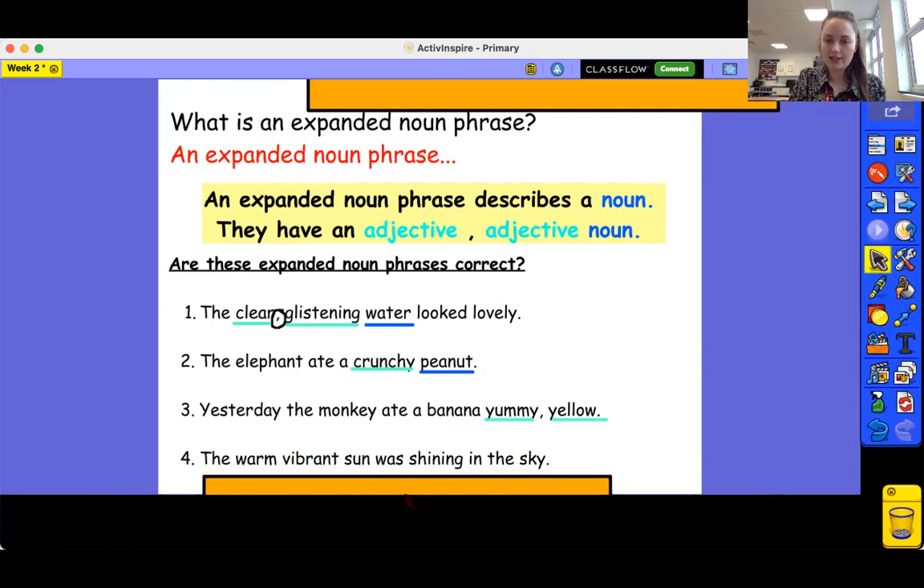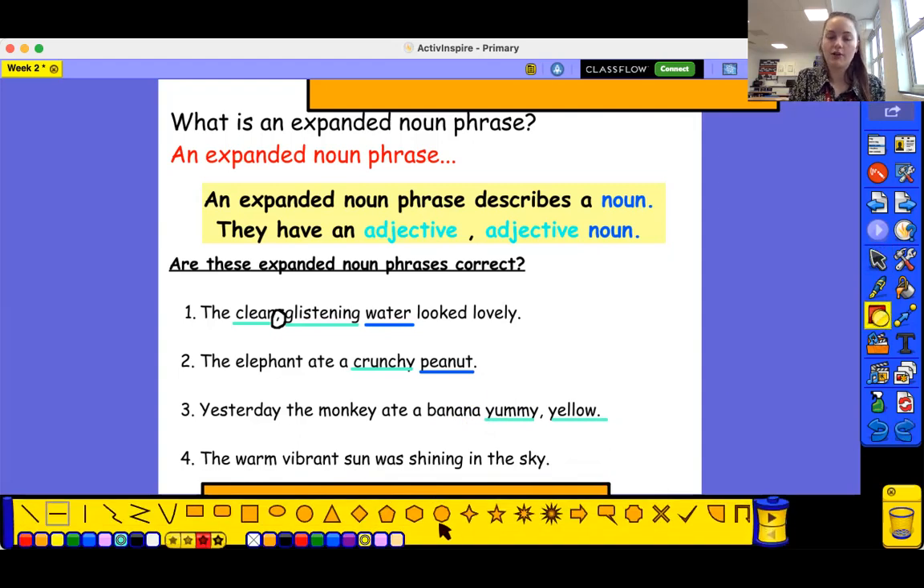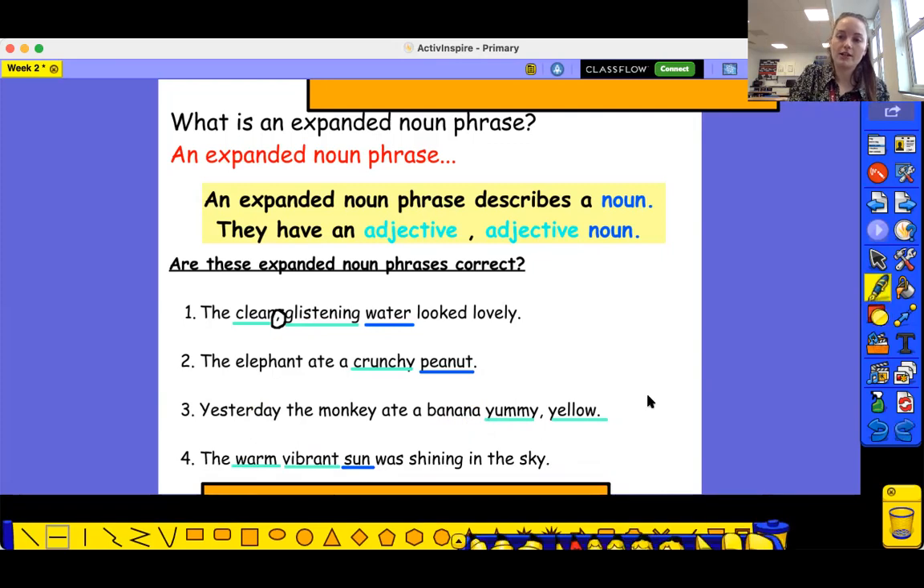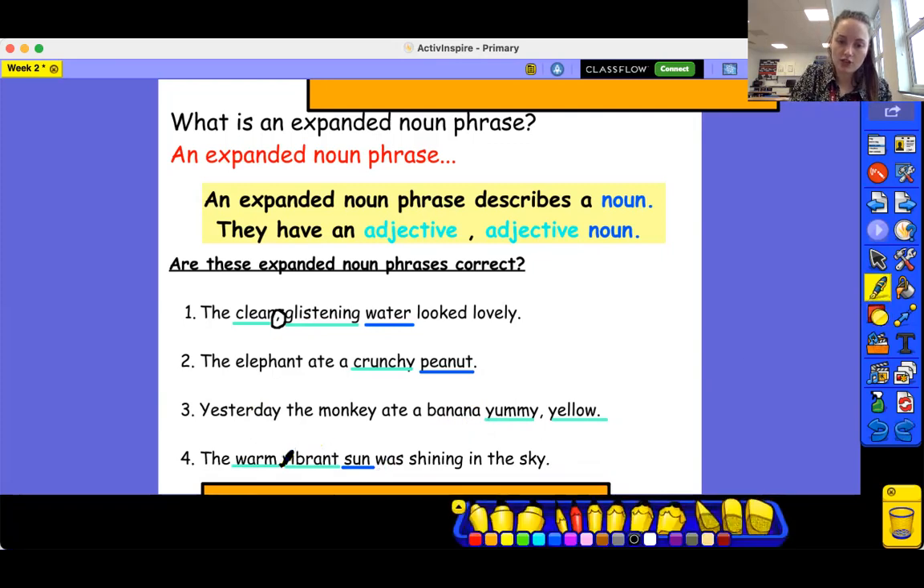And here is the last sentence. The warm, vibrant sun was shining in the sky. Shout yes if you think it's used an expanded noun phrase correctly, and shout no if it hasn't. Fantastic, it's another no. We've got an adjective and a noun. But what is missing? Shout it out if you can spot what's missing. Fantastic, our comma is missing. So to make that one correct, we would just need to put a comma between the adjectives.